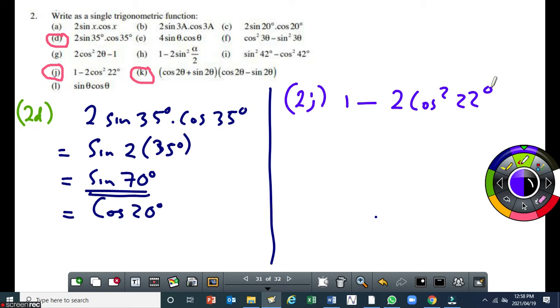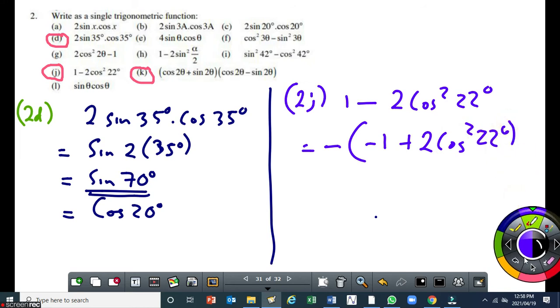You can factorize this. So if you factorize it, we take out a factor of minus 1. So we end up with minus, open bracket, minus 1 plus 2 cos squared 22 degrees. You saw what I did there. I factorized.